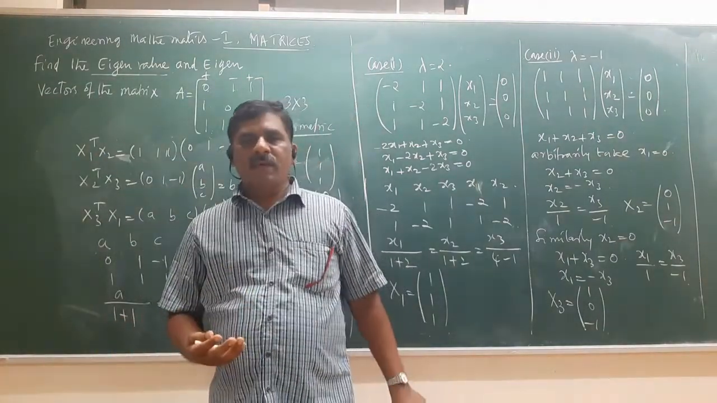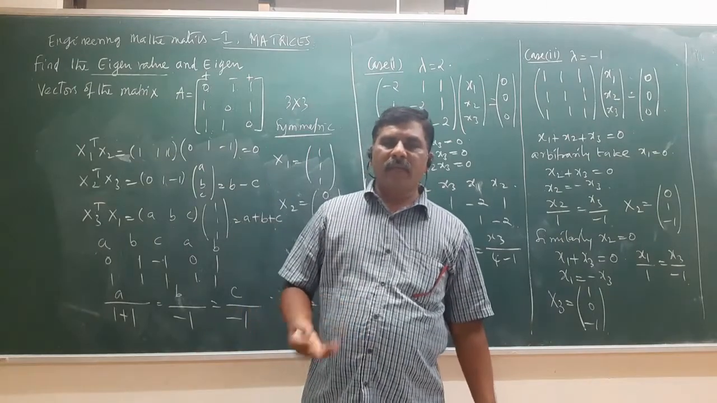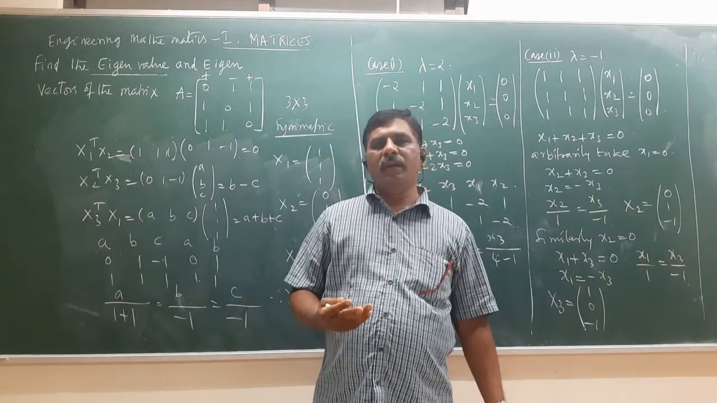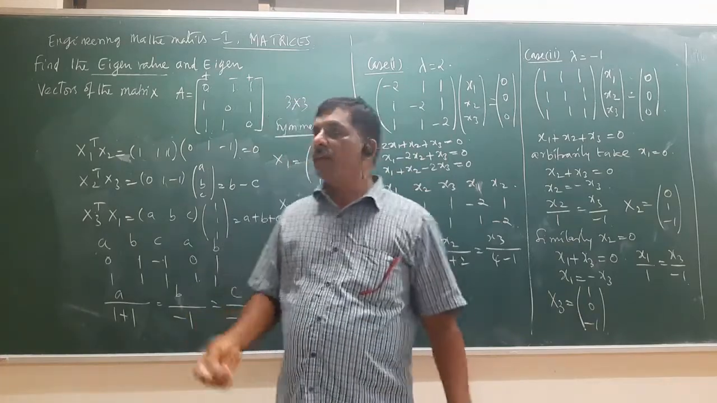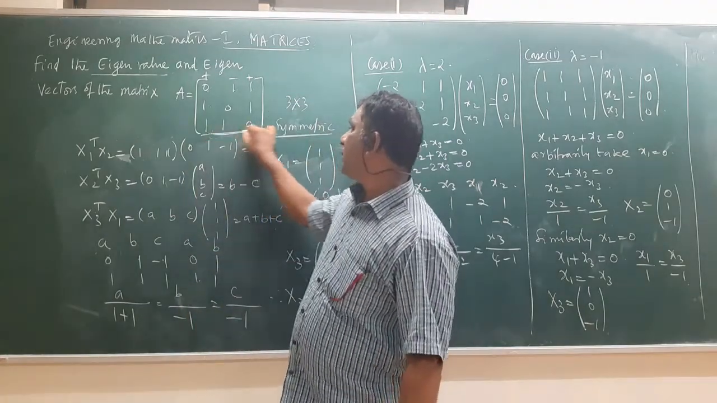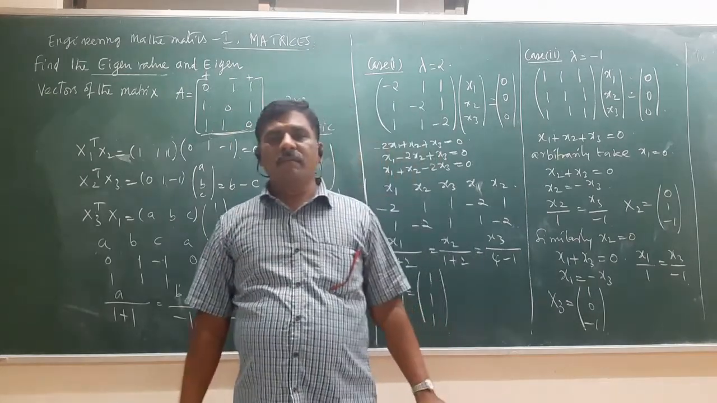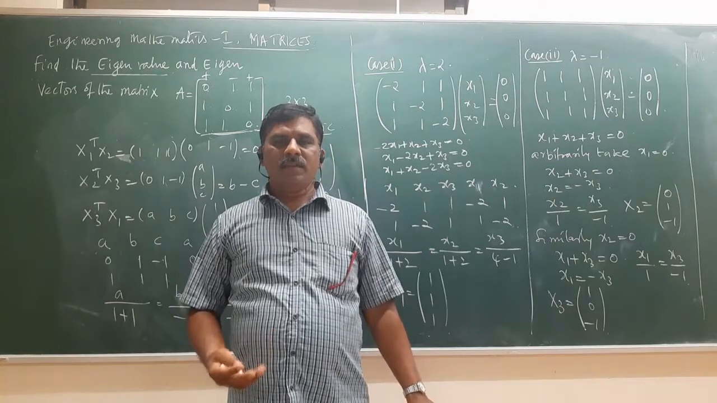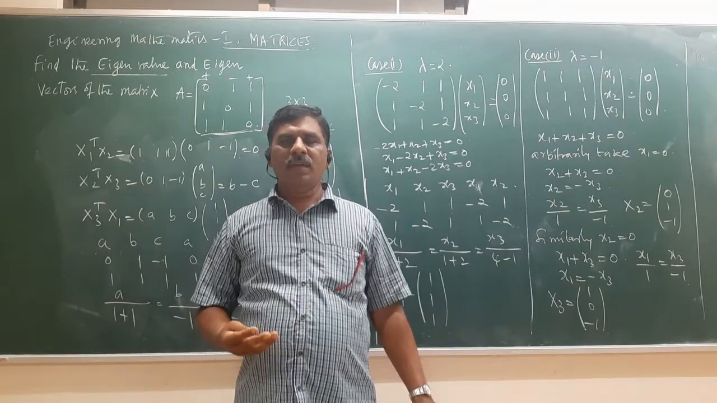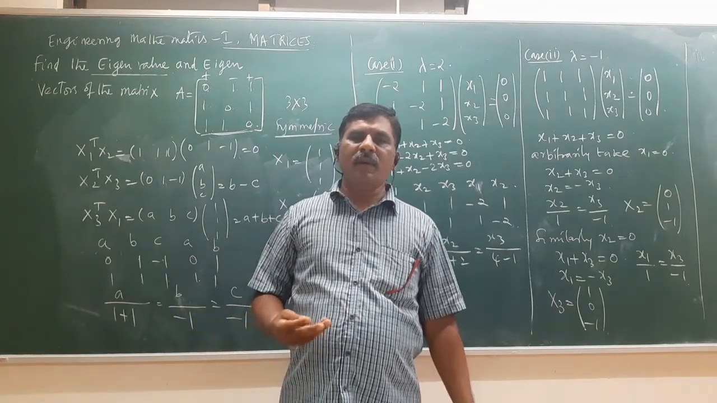This is the method to find the third eigenvector when there is a repeated eigenvalue and the given matrix is symmetric. In the next class we will discuss some more cases and some other properties also.